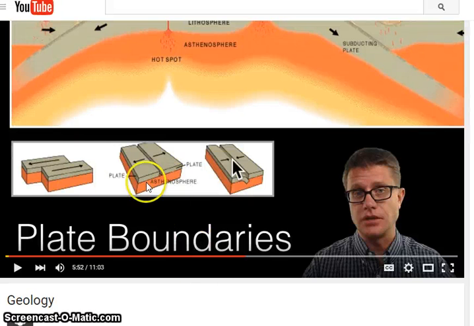We've got a transform boundary here. The plates are sliding back and forth alongside each other, creating a lot of friction. We've got a divergent boundary here. They're pulling apart from each other, so they're creating a rift valley right here. And then we've got convergent boundaries, and these are where the plates are colliding together.